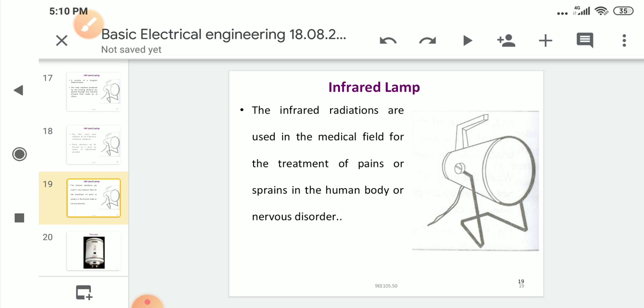Prolonged high intensity infrared radiation can severely burn the skin, so care has to be taken while using it. That's why doctors use it to treat patients. Sometimes it is used to treat some serious diseases like cancer also. In some operations also this is very useful.